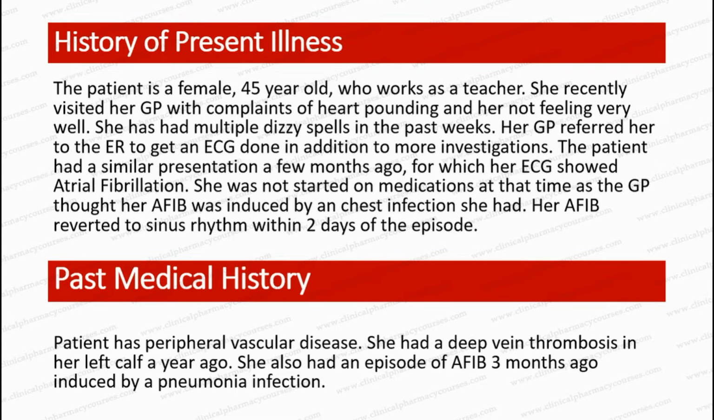History of present illness. The patient is a female, 45-year-old, who works as a teacher. She recently visited her GP with complaints of heart pounding and her not feeling very well. She has had multiple dizzy spells in the past weeks. Her GP referred her to the ER to get an ECG done in addition to more investigations.